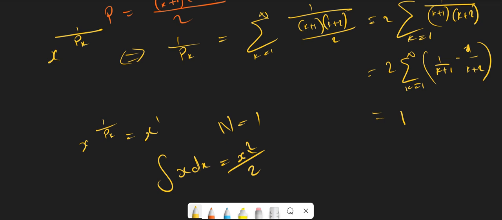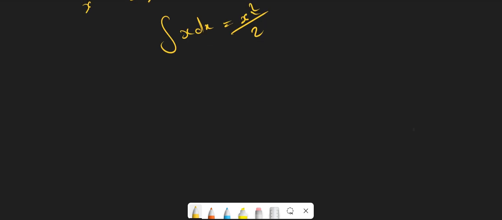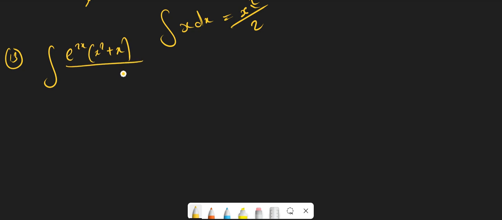And now let's move to number 13. We are required to find the integral of e to the 2x times (x squared plus x), all divided by (x e to the x to the 4th power plus 1) dx. Now for this setup, let's simplify the bottom expression.